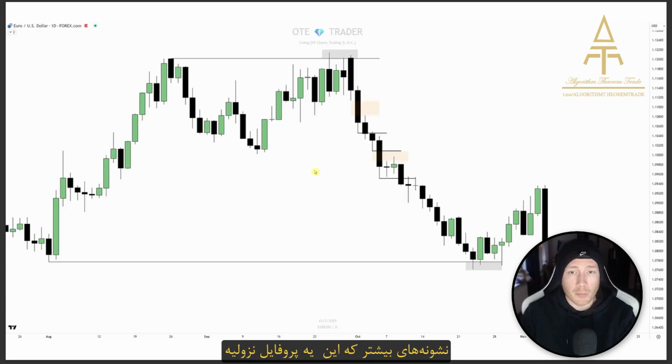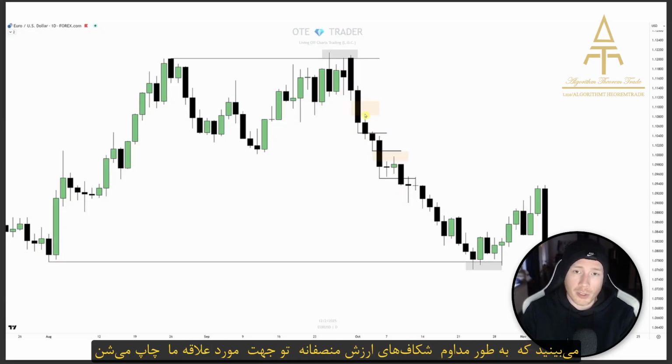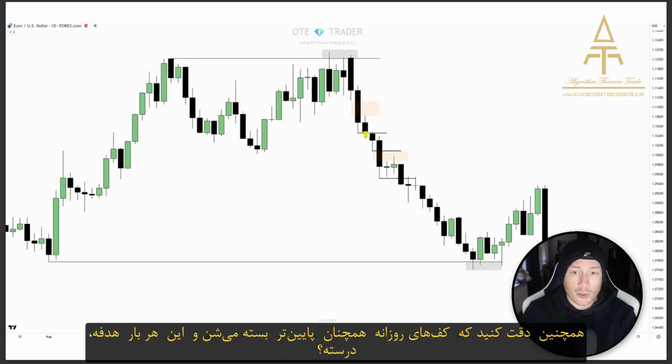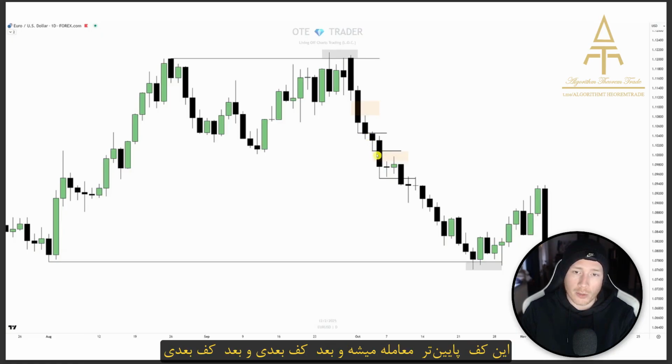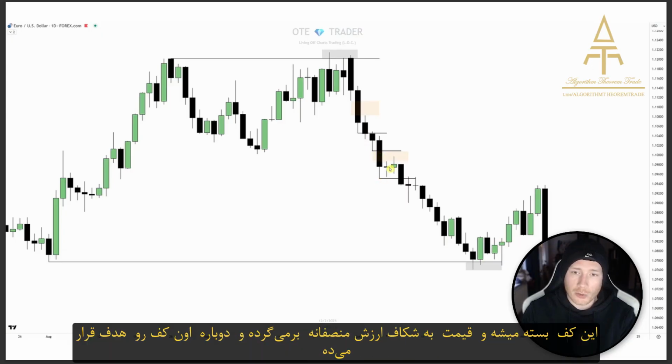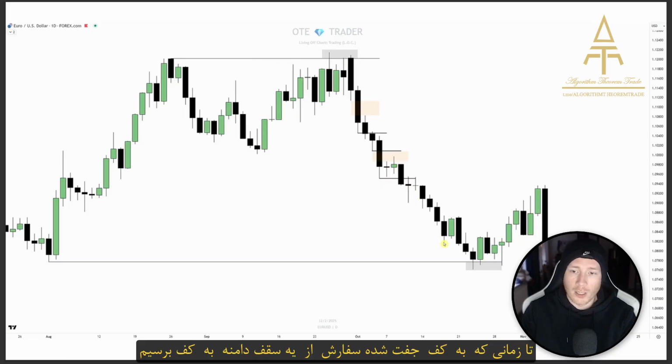More indication that it's a bearish market profile: you can see continuously fair value gaps being printed in our favorite direction. And also notice the daily lows keep getting closed below, and every time that's the target as well, right? This low gets traded below, and then the next low, and then the next low. This low gets closed in, price retraces back into the fair value gap, targets that low once again, until we reach that order pairing low from a range high to low.